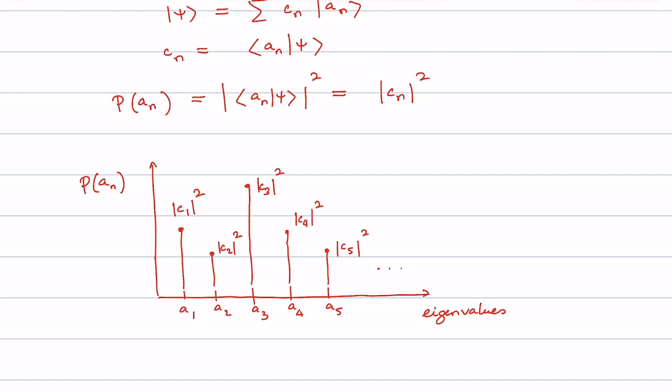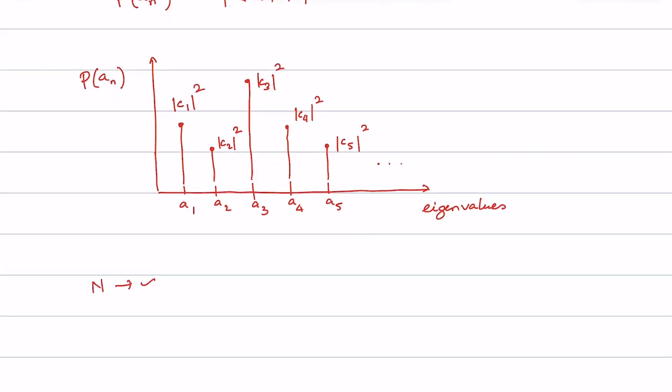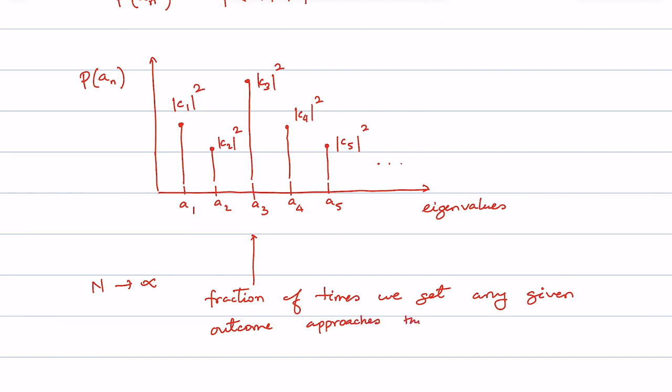the higher is the probability of obtaining that particular eigenvalue. So if we have a very large number of exact copies of the system, ideally n tends to infinity, the fraction of times we get any given outcome approaches this particular distribution. I hope you get the idea here.